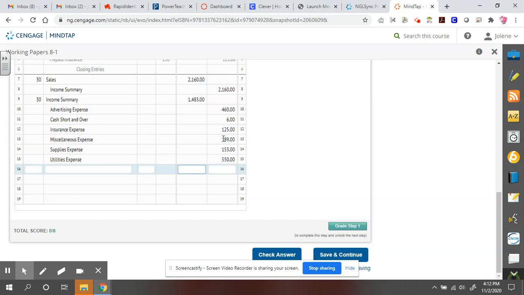Again, expenses have a normal debit balance. To close them out to zero, we have to make a credit balance. We put it in credit to balance it out, to cancel it out.